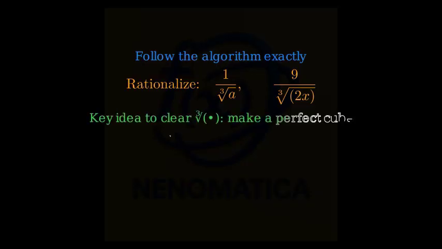Key idea: to clear a cube root in the denominator, multiply by a form of 1 that makes the radicand a perfect cube. For the cube root of a, multiply by the cube root of a squared. For the cube root of 2x, multiply by the cube root of (2x) squared.